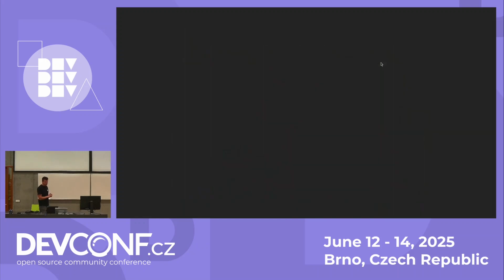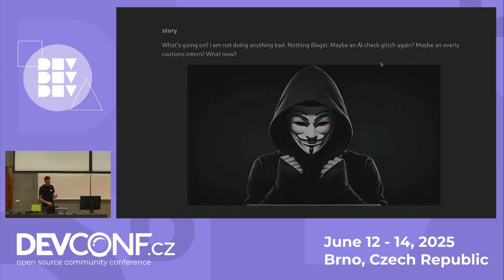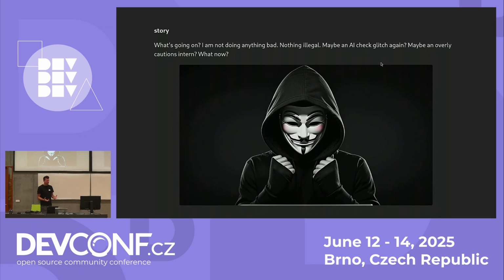But basically you look at your laptop and something is wrong, something is not right, something is weird. I cannot log into any of my services that I normally use, Google Documents, GitHub, my cloud instance. What the hell is going on? I'm not doing anything bad, I'm just building software. Yeah, I mean the software can be used for bad things, like someone can use my model engine to host spam bots that are spamming some networks, but I'm just building something that is useful to other people, right?